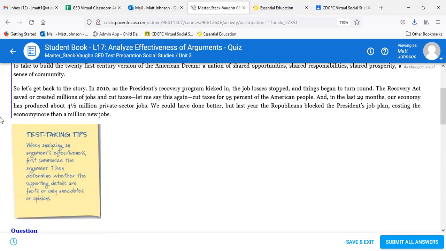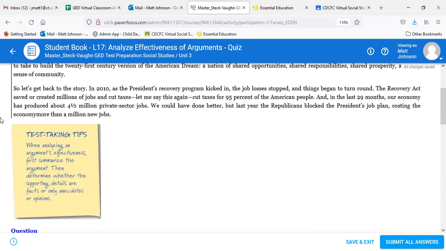And then, what's the audience? Well, he's speaking at the Democratic National Convention. So it's largely Democrats, and some journalists and things like that. So, yeah, we analyze an argument's effectiveness, we summarize the argument, we try to narrow it down, and then determine whether the supporting details are facts or only anecdotes or opinions.